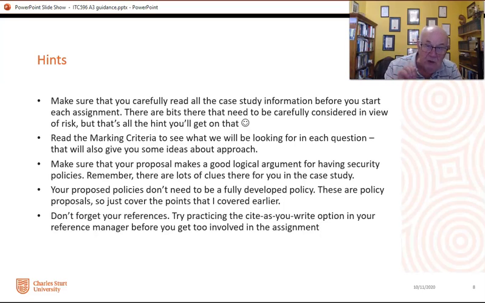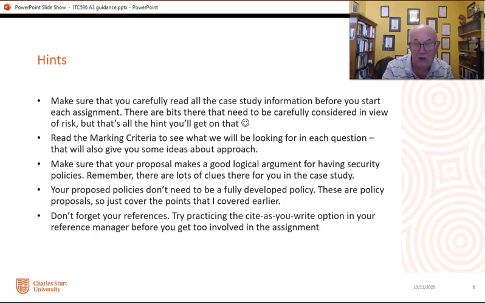Make sure you are making a good logical argument for having security policies, and there are lots of clues there for you in that case study if you need to look for clues. Right, remember your policies don't need to be fully developed. These are proposals, so just cover those points that I talked about a few moments ago. And don't forget your references.